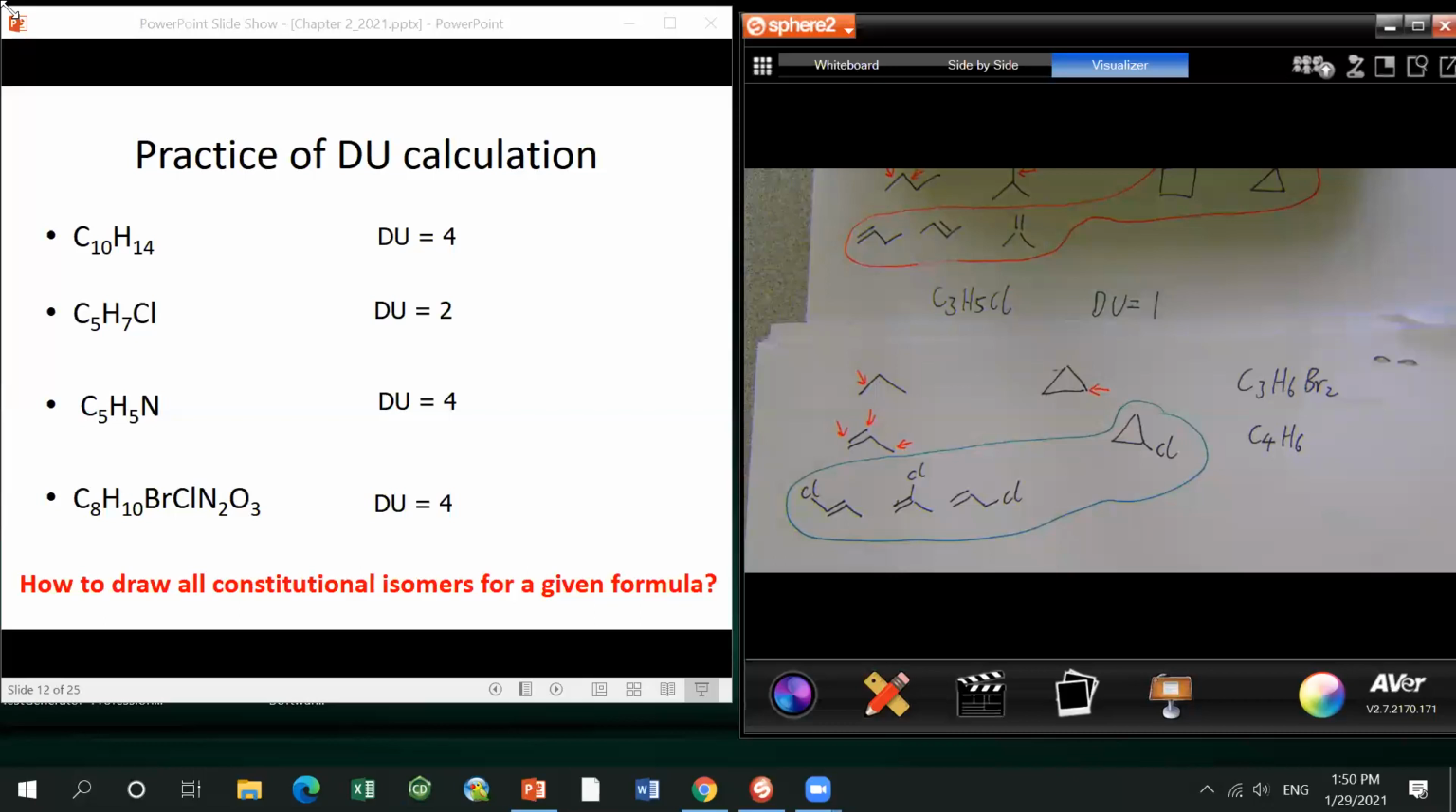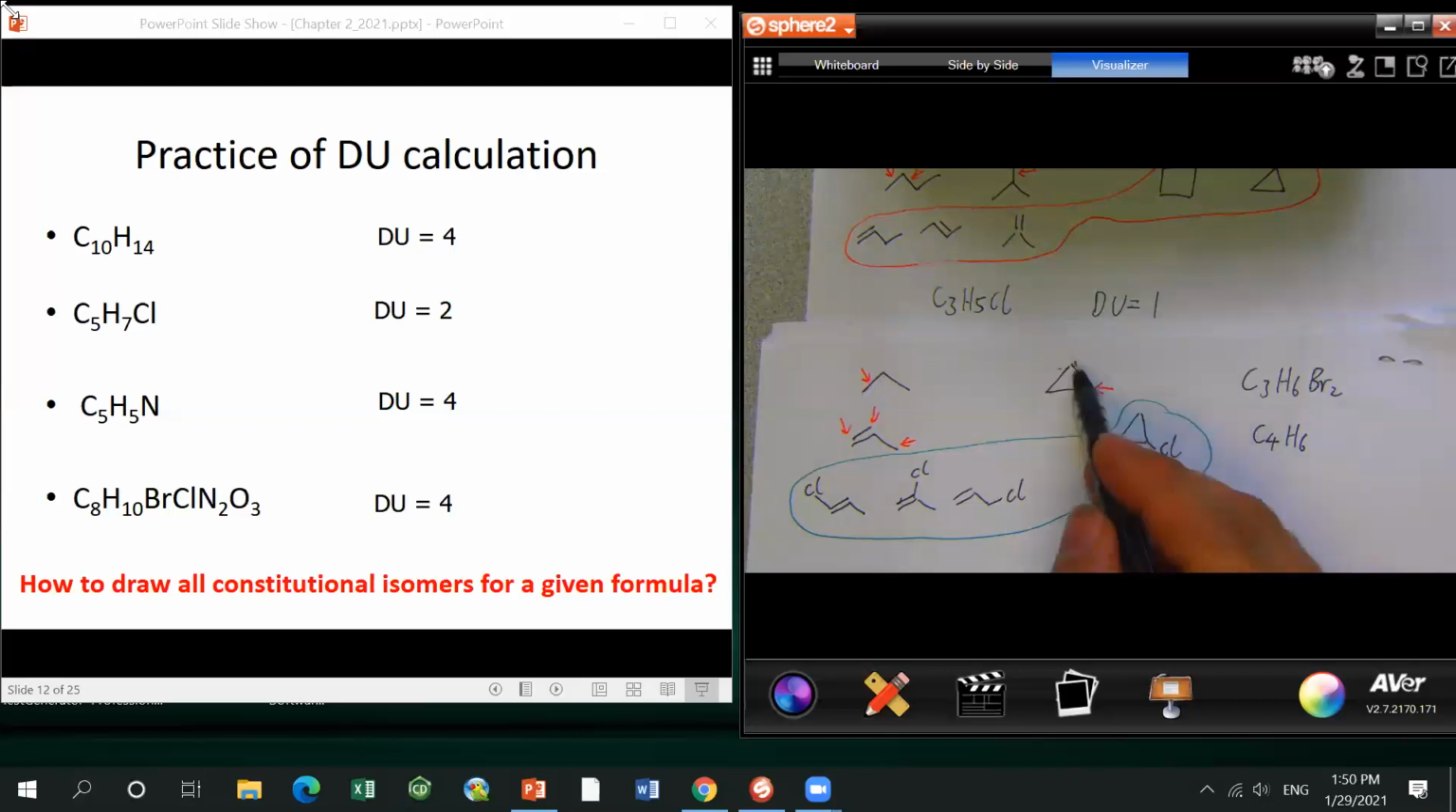What's the question? Does the DU prevent adding more? Yeah, that's right. The DU just tells you how many rings and double bonds there are. So this one prevents you from adding a CC double bond, because that already takes one degree of unsaturation, so you cannot add the double bond.